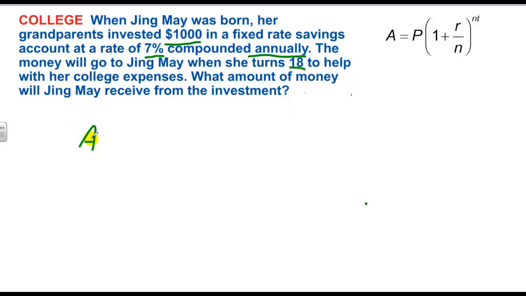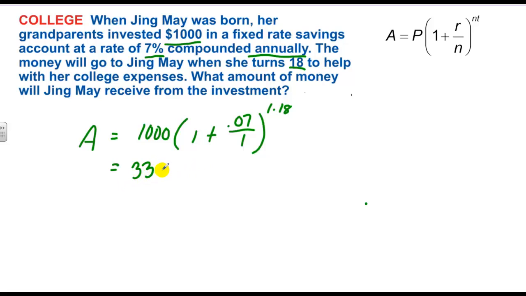In this case, initial investment $1,000. 1 plus the rate was 7%, 0.07. It's compounded annually, so that's only once a year. And we do it for a total of 18 years, so that's 1 times 18. We pop that in our calculator, and we end up with $3,379.93.